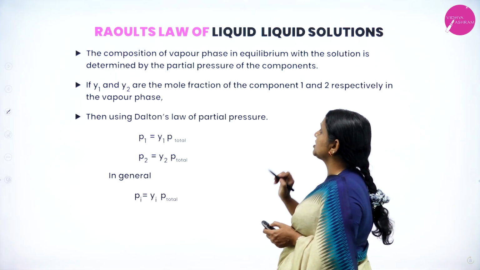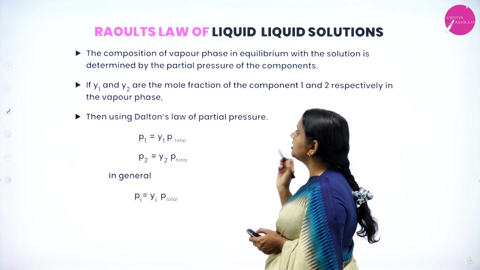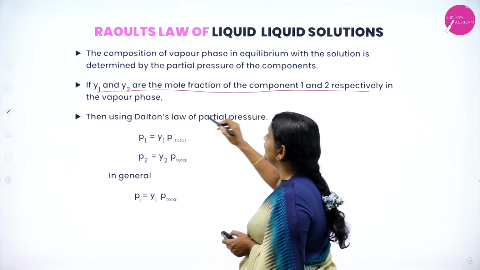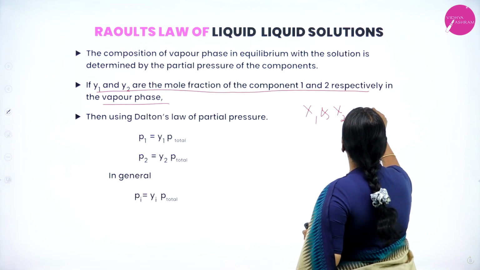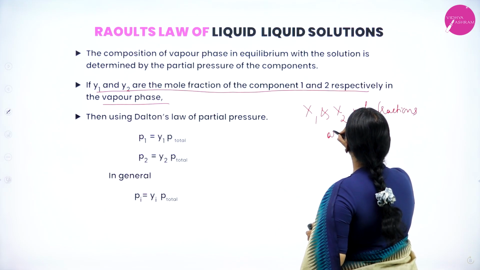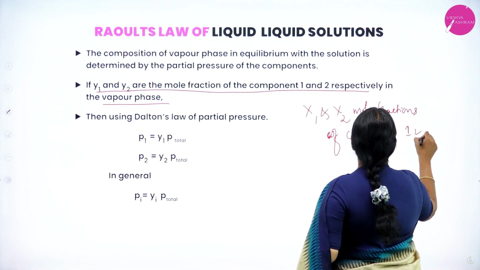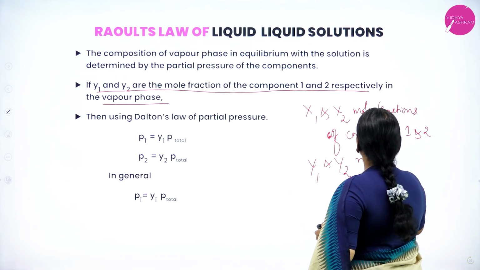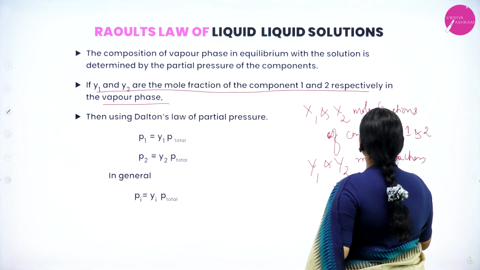Now, the composition of the vapor phase in equilibrium with the solution is determined by the partial pressure of the components. Let y1 and y2 be the mole fractions of components 1 and 2 in the vapor phase, and x1 and x2 the mole fractions of components 1 and 2 in the solution. Y1 and Y2 are the mole fractions of the same components 1 and 2.